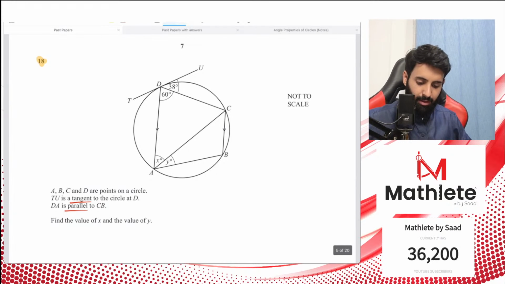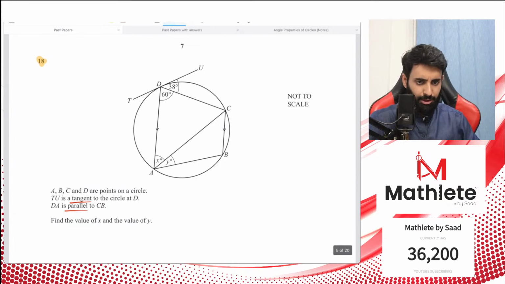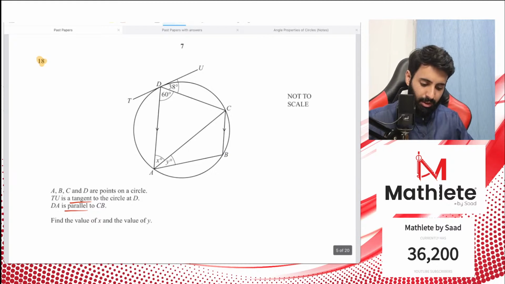D is a right angle, right? No, D is not a right angle. In fact, it's 60 degrees. Okay, now let's see what we can do over here. Since the lines are parallel, it definitely has something or the other to do with parallel lines, with alternate angles, who knows?